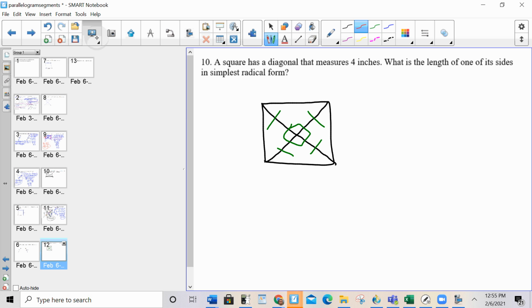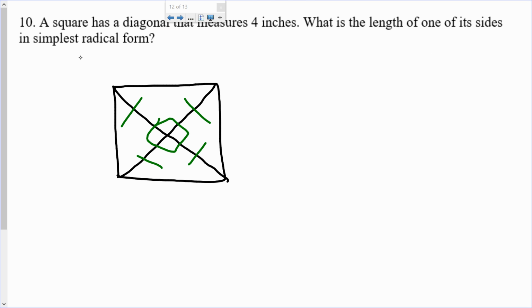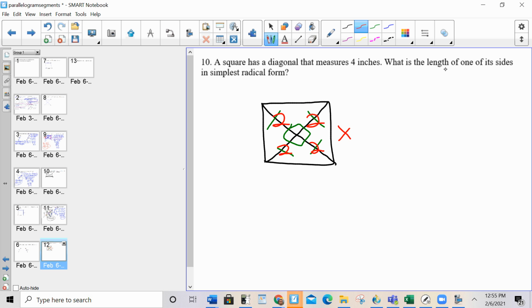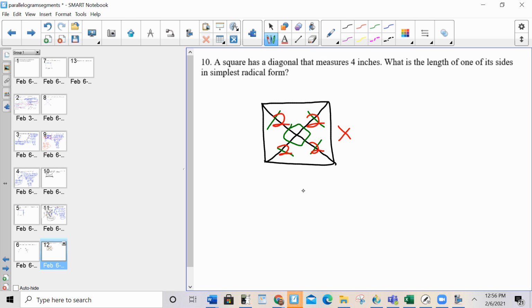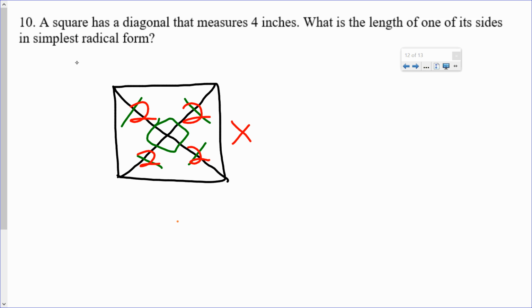It makes it a little bigger so I can actually write on it. If the diagonal is 4, that means that all of these are 2. It's asking for the length of one of the sides. Well, within my shape, looking for a fun color. I'm not seeing one. I always end up going orange. Within my shape, I see a right triangle.